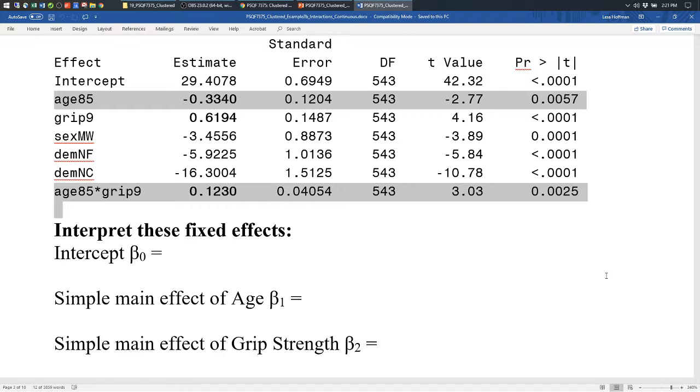Our interaction term then, which pattern is this? What is this age by grip strength interaction doing to my age main effect? This is a less negative, yeah. So is it making it stronger or weaker as grip is higher?